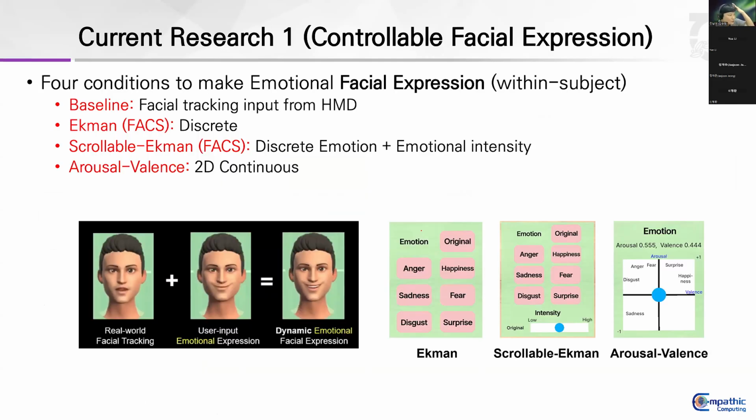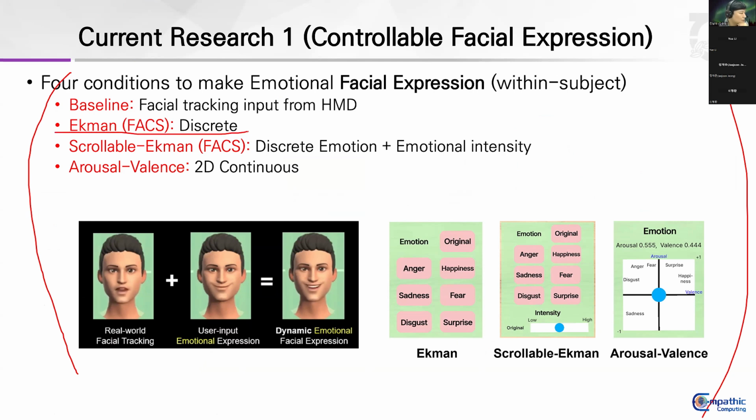Similarly, our lab also conducts some research. The first one is about sharing facial expression. We use AI technology to create Ekman facial expression and arousal valence facial expression. This interface shows the Ekman facial expression, AI facial expression. In case of Ekman, it introduces six types of emotion.